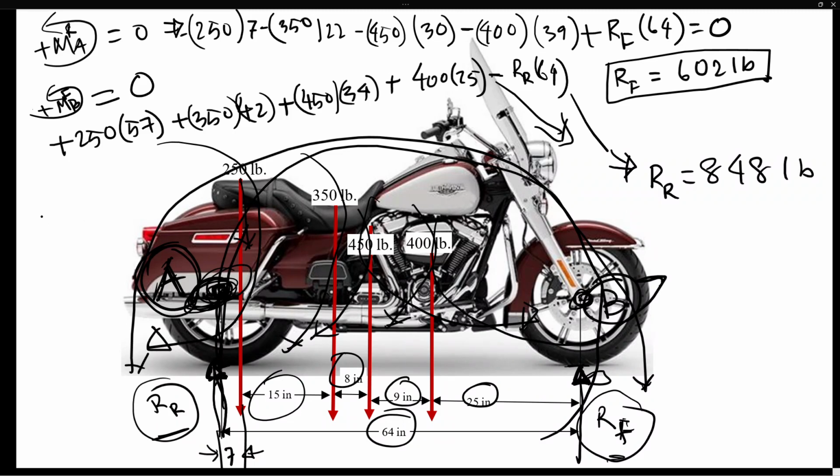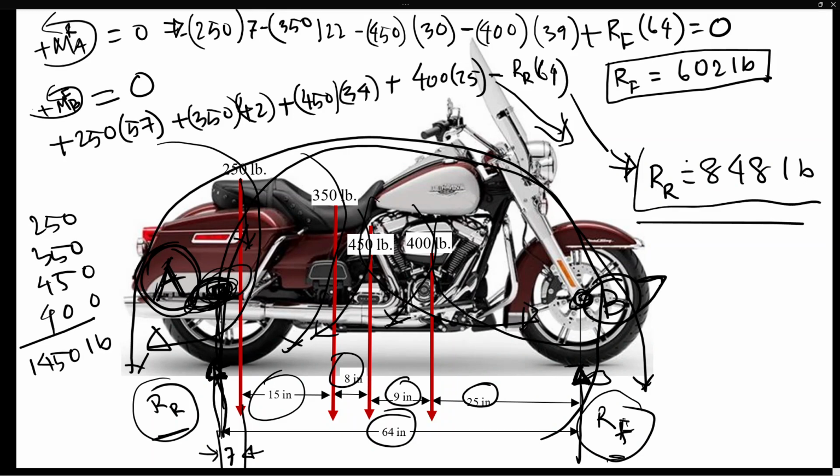Now there is a way you can verify you have done all the calculation correctly or not. Here all the external load is 250, 350, 450. They're acting in all downward directions. So you can sum all this up, and I found 1450 pounds. And then if you sum these two calculated reaction forces, this 1450 pounds is carried by these two wheels, so there should be exactly 1450 pounds that I calculated.